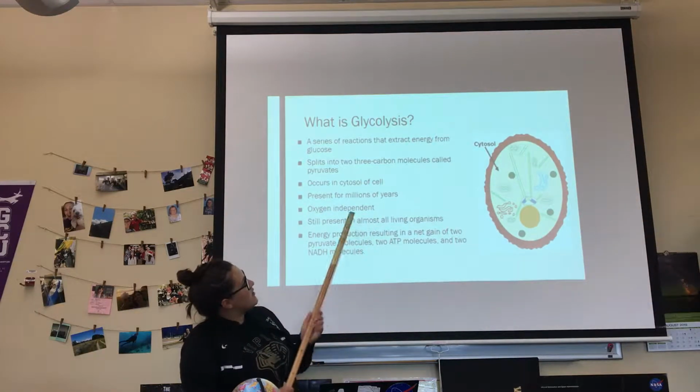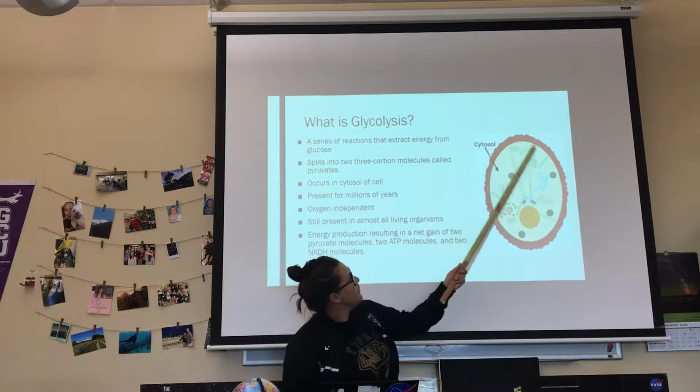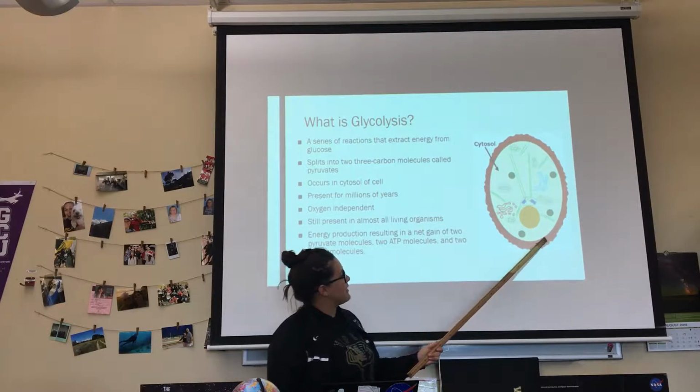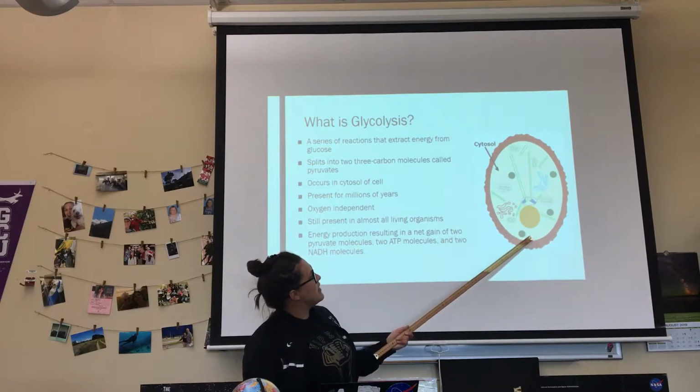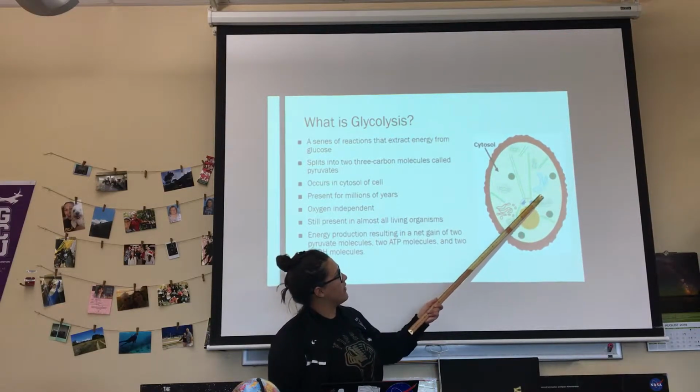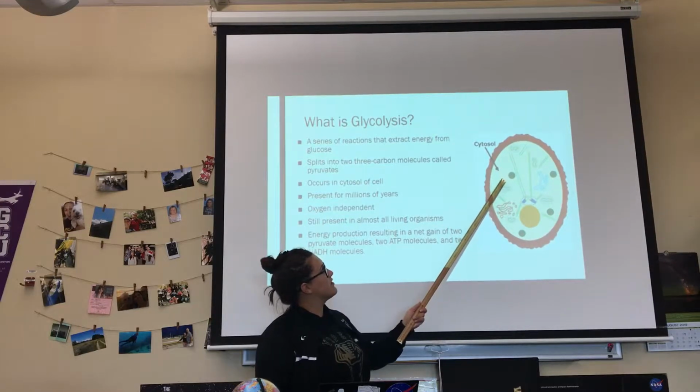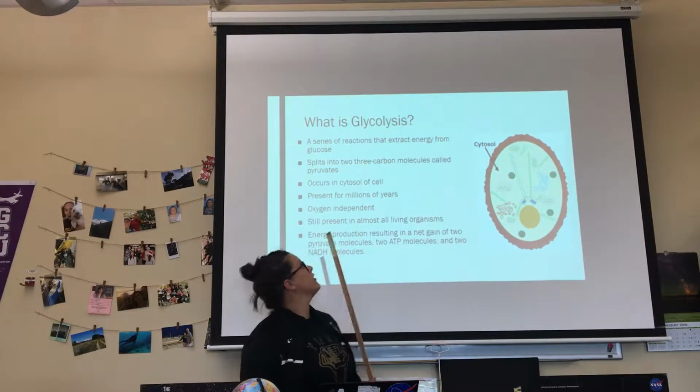And then it occurs in the cytosol, so you'll see here a cell. You have the plasma membrane, you have a bunch of organelles in here like the nucleus. And this area that fills in all the rest of the space around is called the cytosol, and that is where glycolysis occurs.